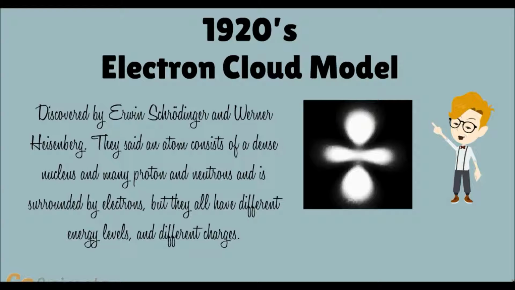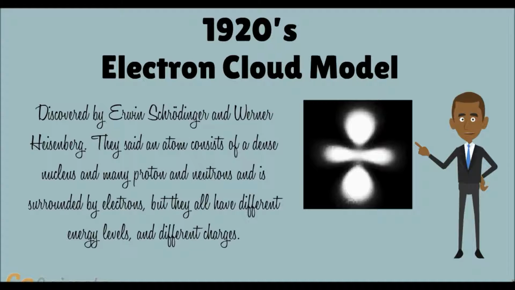1920s, electron cloud model. Electron cloud model discovered by Erwin Schrödinger and Werner Heisenberg. They said an atom consists of a dense nucleus of protons and neutrons and is surrounded by electrons, but they all have different energy levels and different charges.